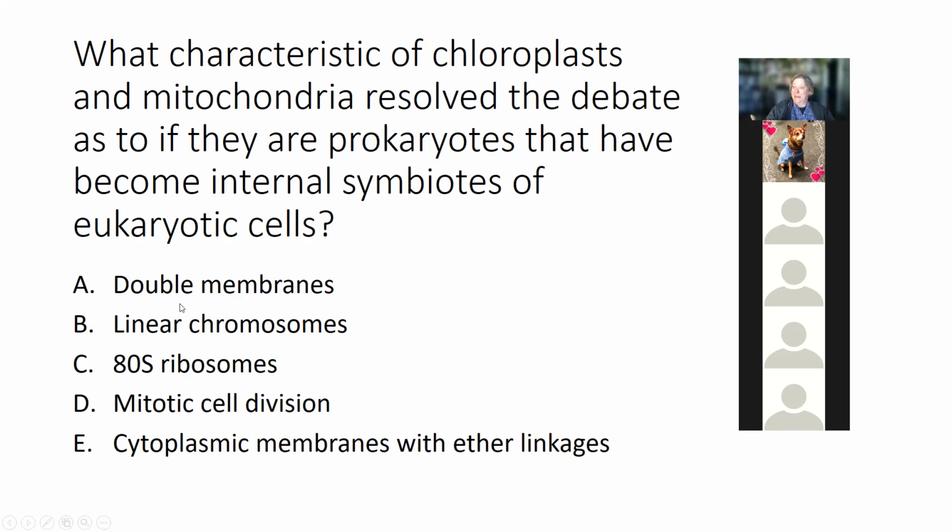These are all things that led to us coming up with the endosymbiont theory, because we argued back and forth. The fact that they have double membranes, as if they had been engulfed, was a good clue. Eukaryotic cells have linear chromosomes and mitochondria have circular chromosomes. Eukaryotic cells have 80S ribosomes, mitochondria have 70S ribosomes. Cytoplasmic membranes with ether linkages, they both have that, but that didn't lead to us having the discussion. But it was actually the genetic sequence that sealed the deal. So my apologies, I did not write this question very well. Let's move on to the next one.